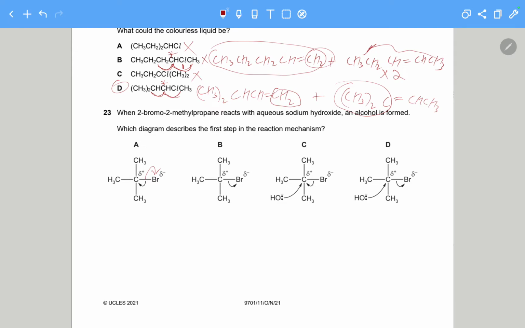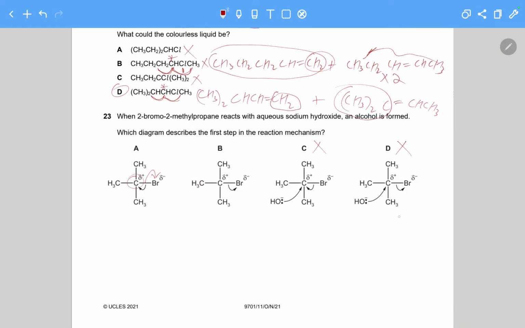And remember, it's 2-bromo-2-methylpropane, so SN1 will happen and not SN2, which means we can automatically cross out option C and D because it's a tertiary carbon center, which means only SN1 will happen, not SN2. C and D are SN2 reactions, and this one would be a correct SN2 mechanism, but this compound is not suitable for SN2 because it's a tertiary center. So the correct answer should be option B because the electrons are moving towards the bromine, which is more electronegative.